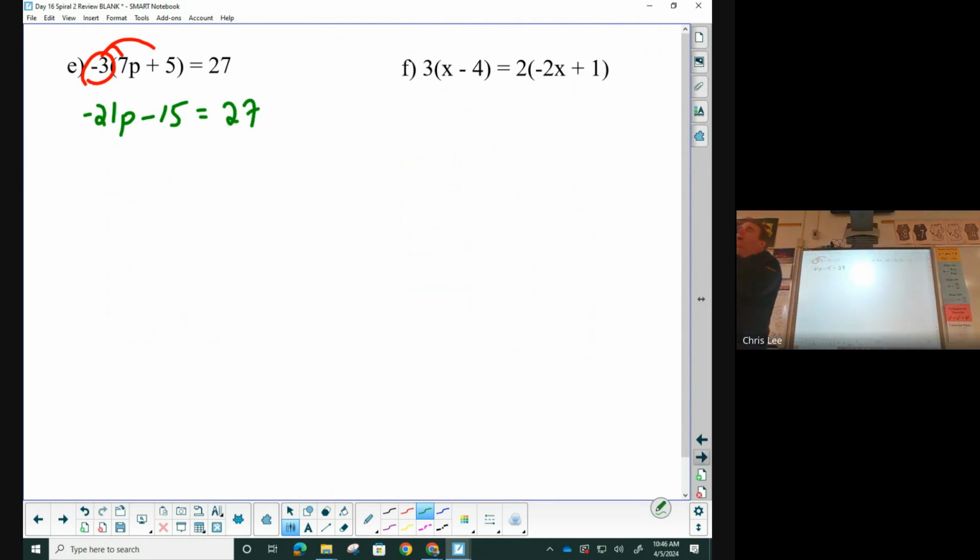Using the distributive property and rainbow, I now have our equation. Okay, we're a little late to the party here, but whatever. All right. What do I got to get rid of first? 15. Okay, except it's not a -15, so the inverse operation is plus.